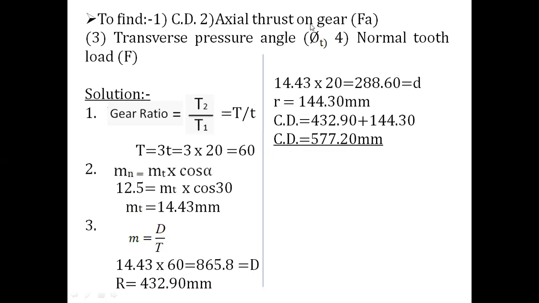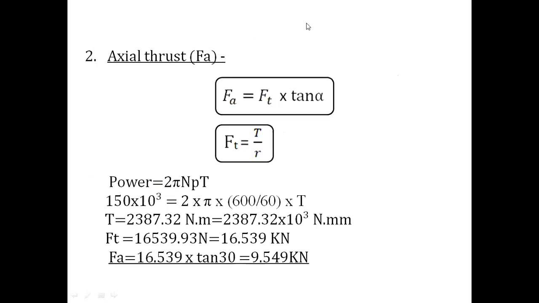Now second, axial thrust on gear, FA. Axial thrust on gear, FA, we have formula FA is equal to FT into tan alpha. Axial force is equal to tangential force into tan alpha. FA we have to find out. We don't have tangential force value, but we have alpha. Two unknowns are there, so we can't solve this equation, but we have a formula for Ft.